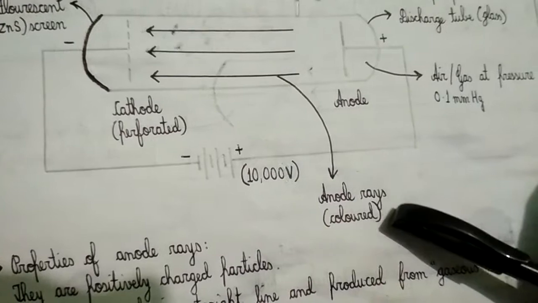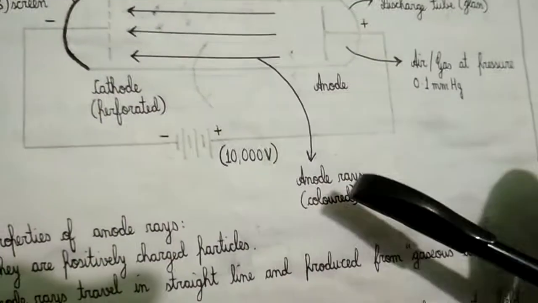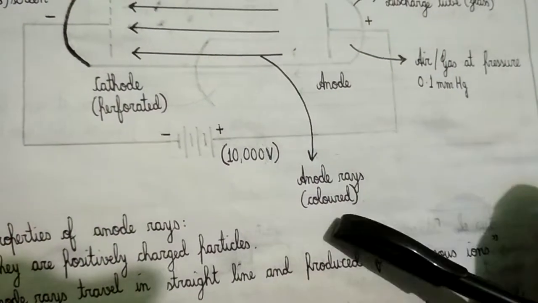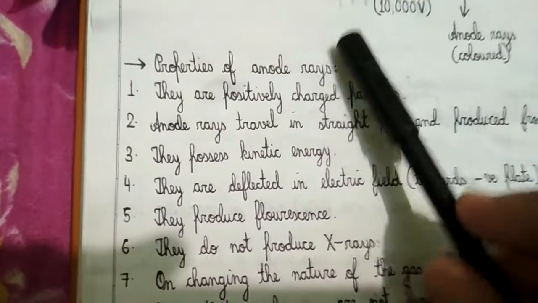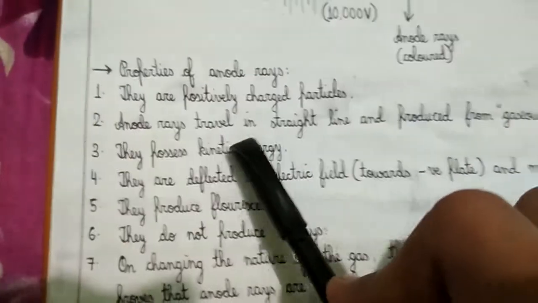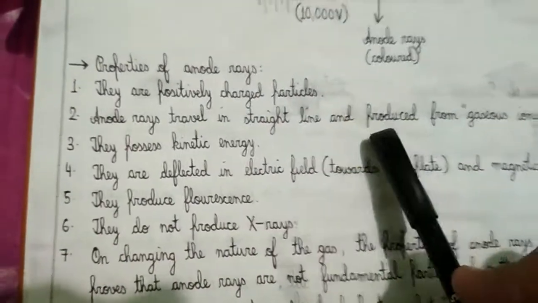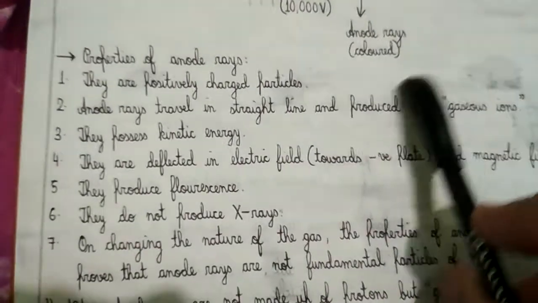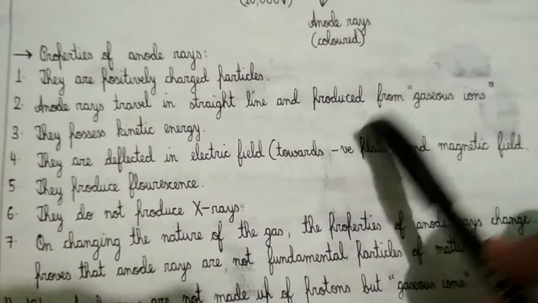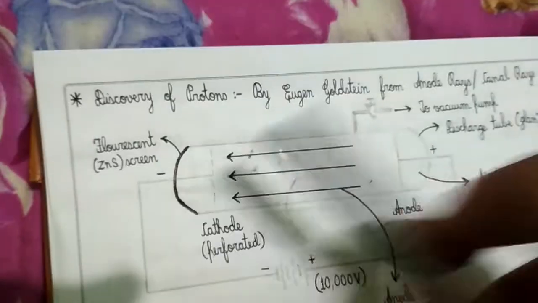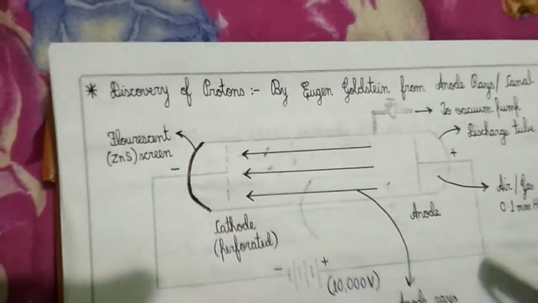Now there is one difference between cathode rays and anode rays: anode rays are colored. Cathode rays were colorless, if you remember. Next up, the properties of anode rays. The second property is that they also travel in a straight line and are produced from gaseous ions. This is the biggest difference between a cathode ray and an anode ray, because cathode rays were produced from the cathode, but anode rays are not produced from the anode.